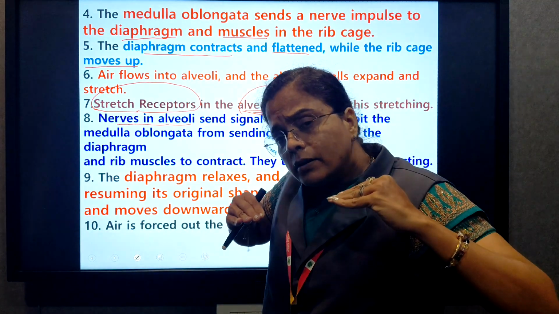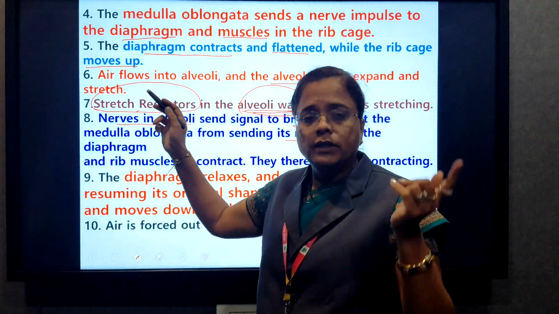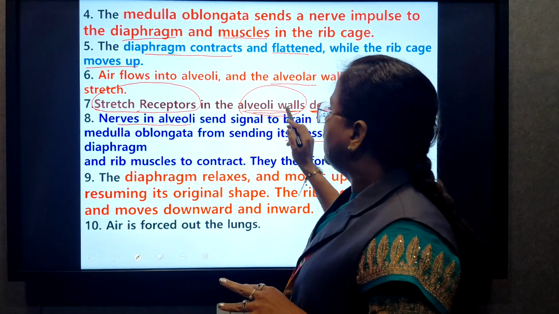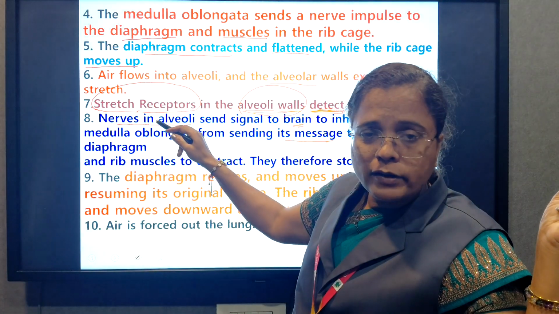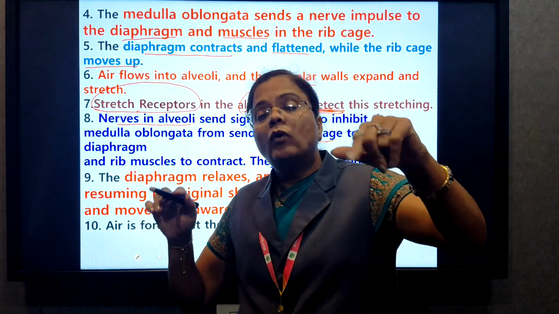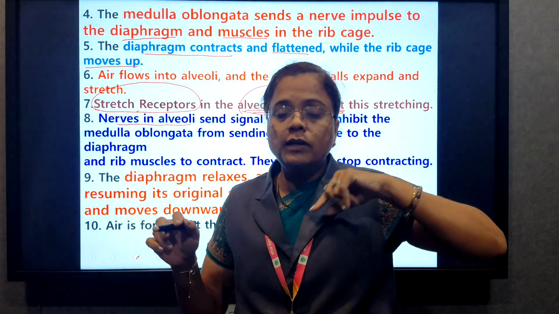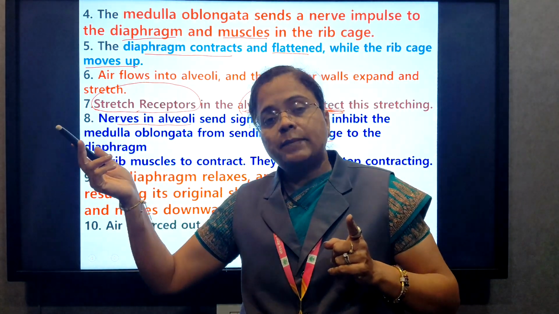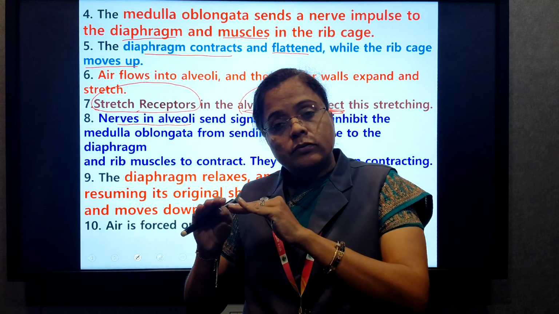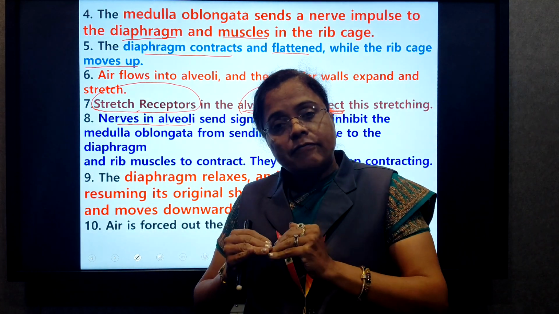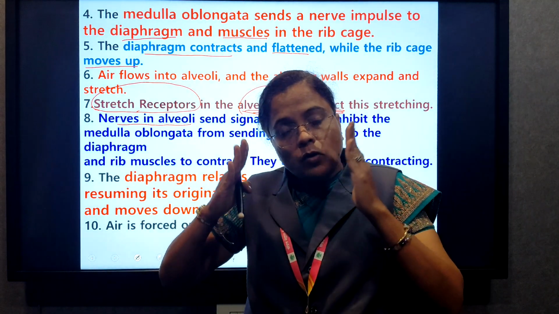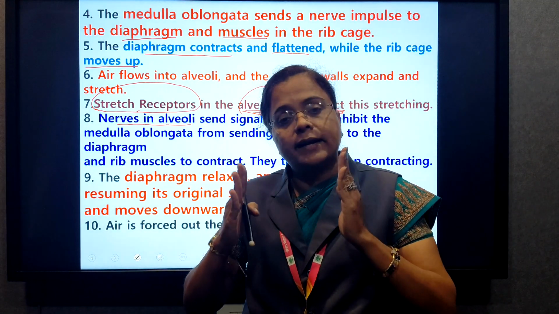So why does it happen? Due to the stretch receptors which are present on the wall of the alveoli. They give a signal to the medulla oblongata. Then what does the medulla oblongata do? It gives signals to the ribs, intercostal muscles and diaphragm muscles: stop the contraction.